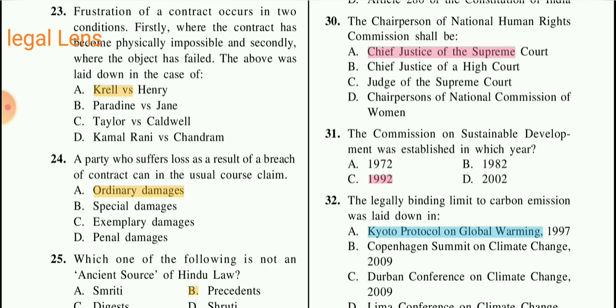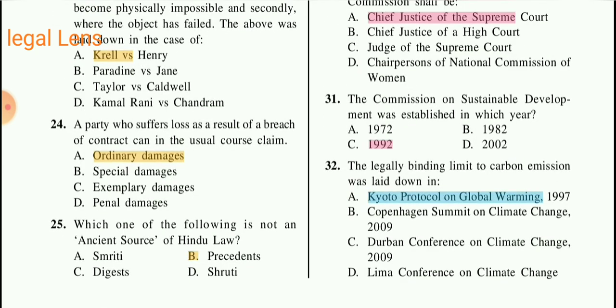A party who suffers loss as a result of breach of contract can in the usual course claim ordinary damages. Just because of breach of contract, if a party has suffered the loss, then in that case the party will get the ordinary damages.